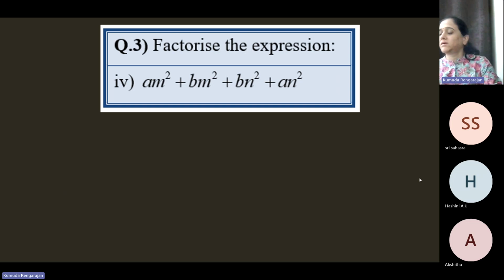This is by grouping. Try this. Factorize this one by grouping. Group the first two terms, the last two terms.